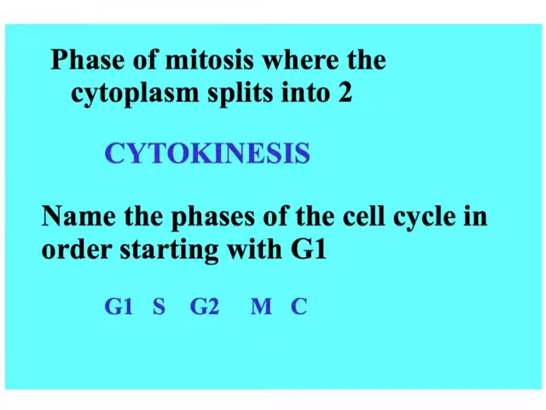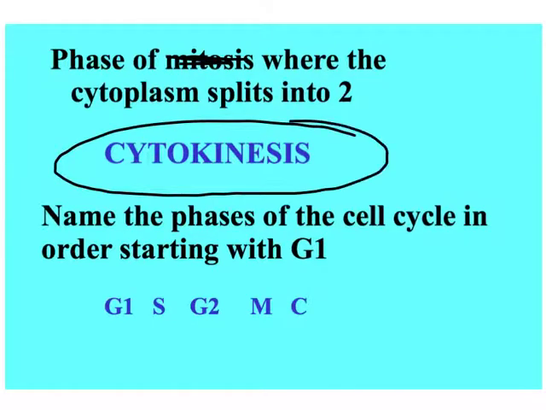All right, phase of mitosis where the cytoplasm splits into two. Again, this is not a phase of mitosis. This is after mitosis, but we know the cytoplasm is dividing during cytokinesis. Name the phases of the cell cycle in order starting from G1. So we have G1, S, G2, M, followed by cytokinesis.